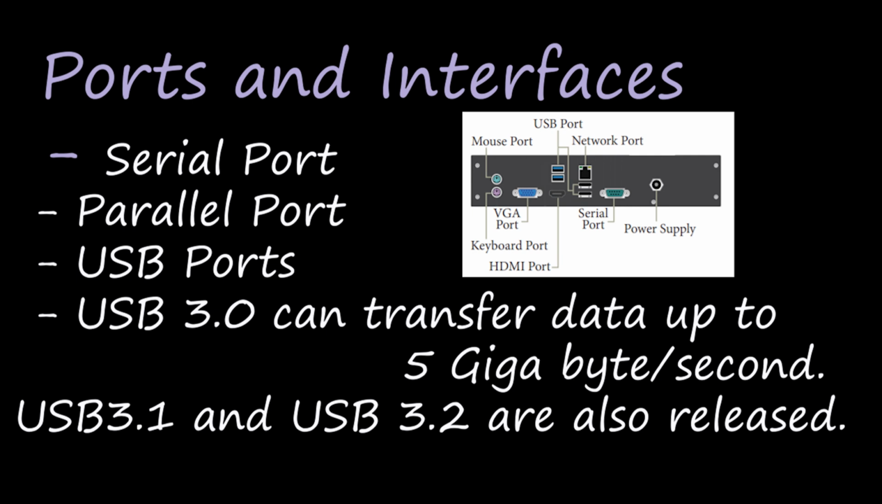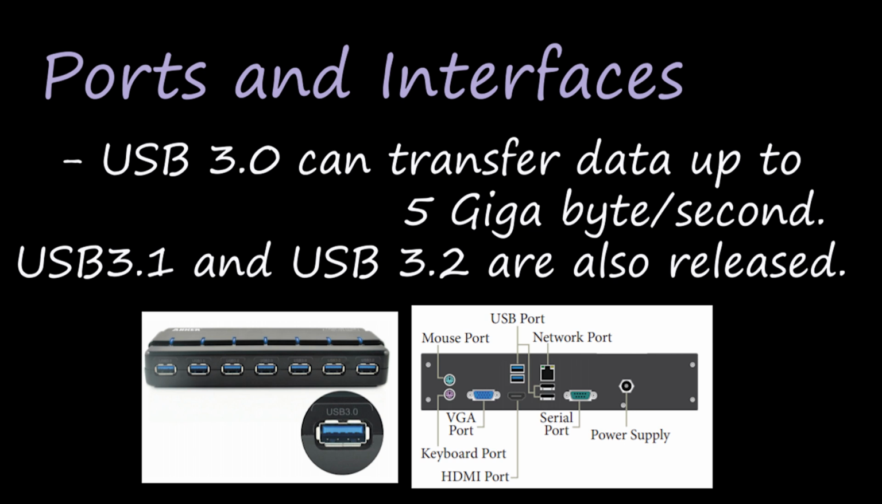Okay, then the next one is USB 3.0. That is the third version of the USB, right? USB, we all know, is universal serial bus. It is used to connect computers with other electronic devices. This USB 3.0 can transfer data up to 5 GB per second. Okay, 5 GB of data can be transferred in a second using this USB third version. And USB 3.1 and USB 3.2 are also there.